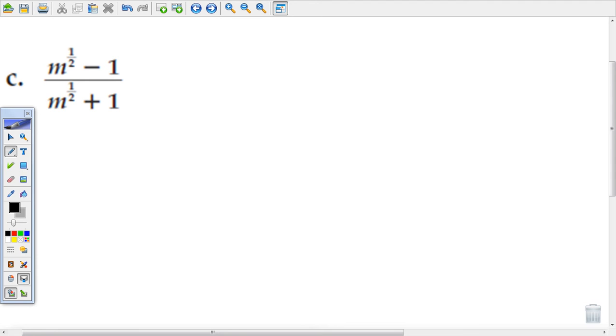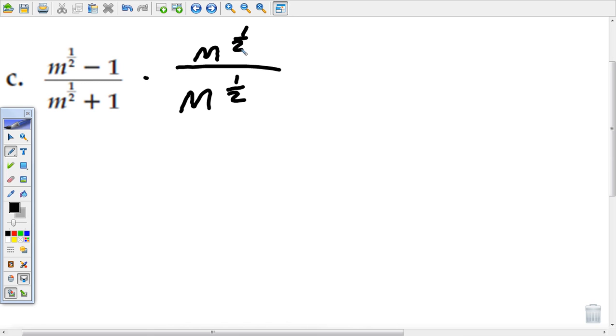Xander is the only one with an idea. Xander. M to the 1/2 top and bottom? So if you do that, will you clear all of the fractional exponents in the denominator? And then plus 1. Oh, wow. I think that's super wrong. Okay. You're on the right track, but you're just missing one piece of it.